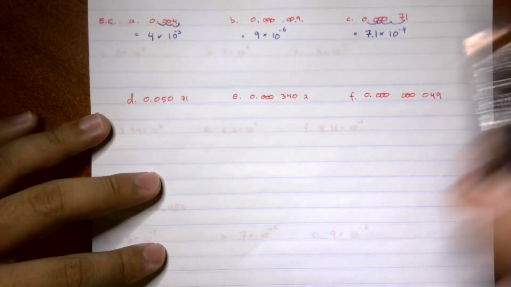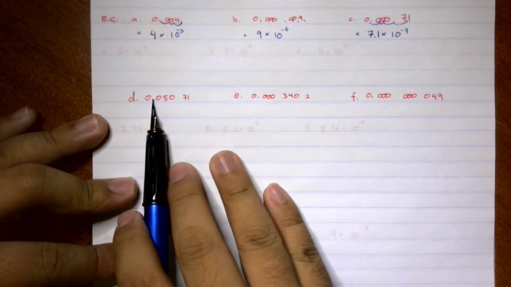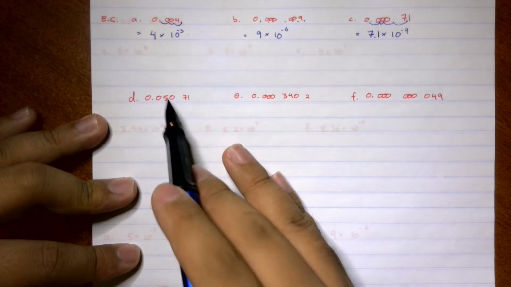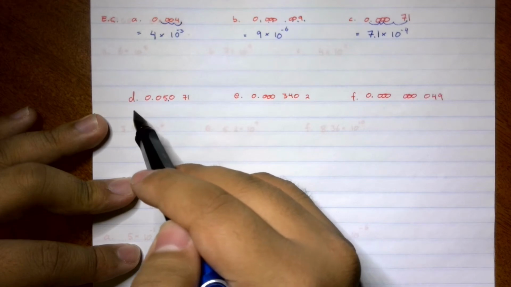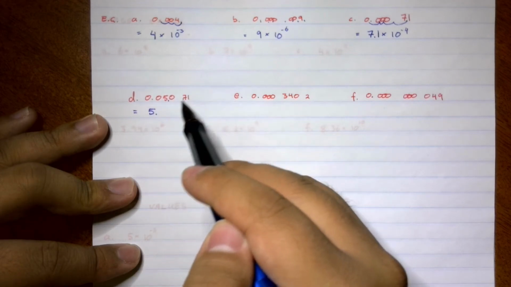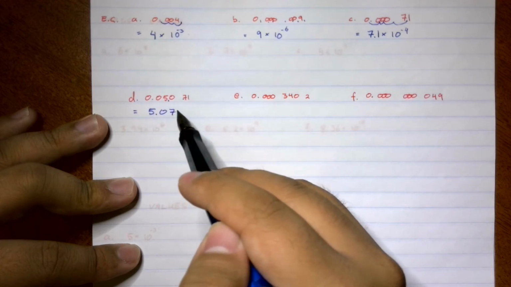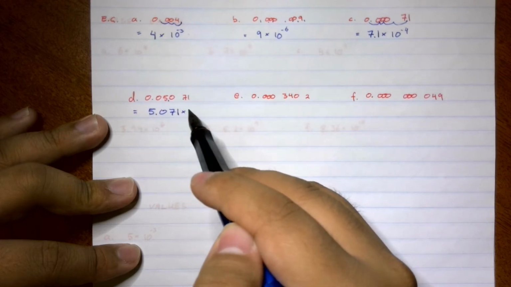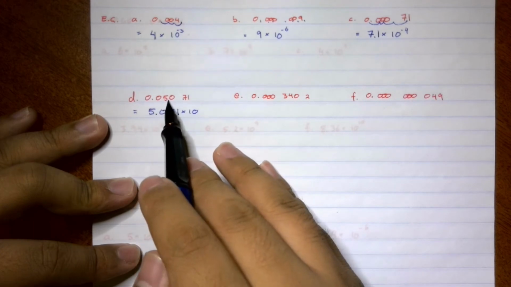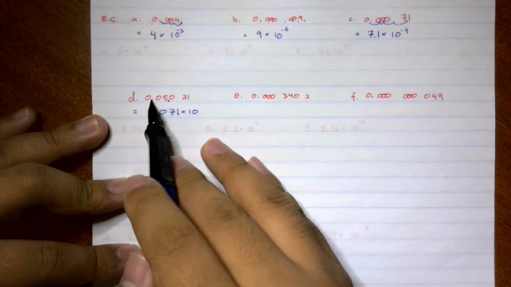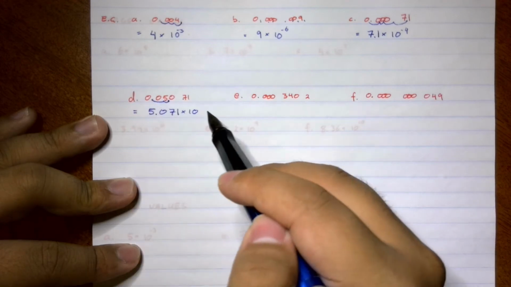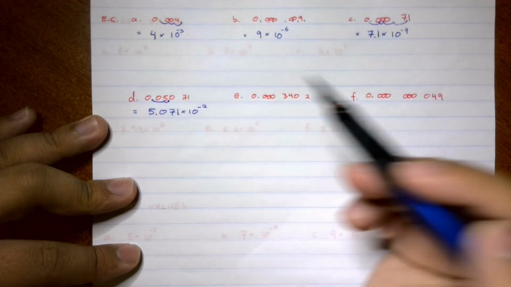Let's keep moving along here. The first number that we see is the 5, so we're going to put a decimal here. So this is going to become 5.071 times 10. And from that first dot that we put, how many spaces, how many leaps does it take to get back to here? So we're going to put 1, 2. So 10 to the power of negative 2.